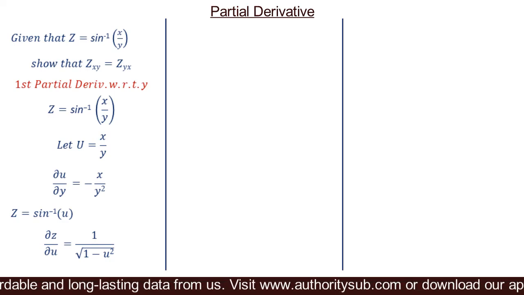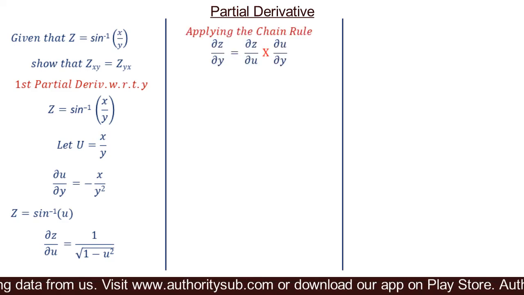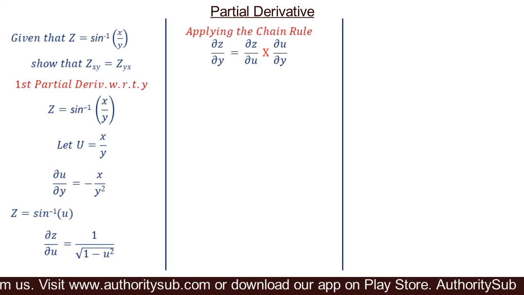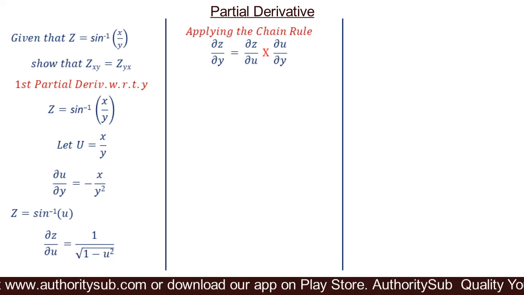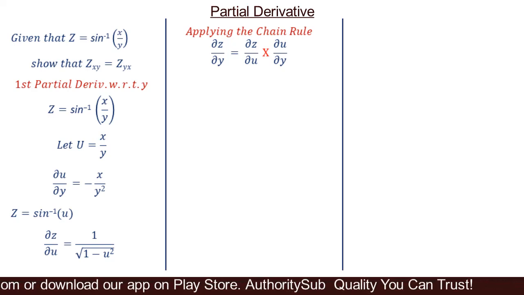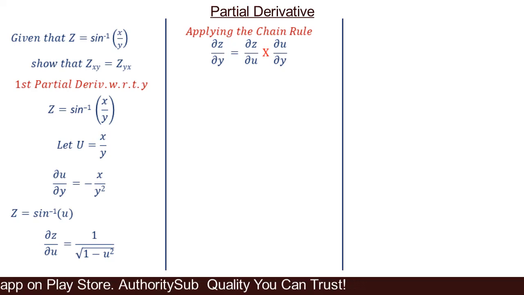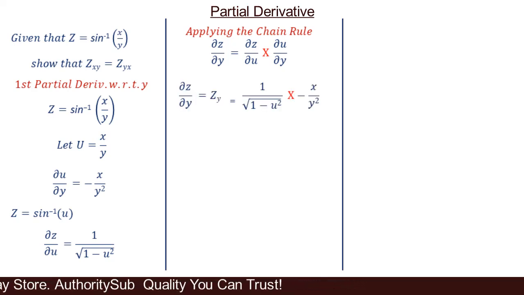Are we together? Yes. Now, bringing these two derivatives together, the partial z all over partial y that we are looking for is the product of the partial derivative of z with respect to u multiplied by the partial derivative of u with respect to y. So we have that the partial z all over partial y is equal to 1 all over square root of 1 minus u squared multiplied by minus x all over y squared. All right? Yes.